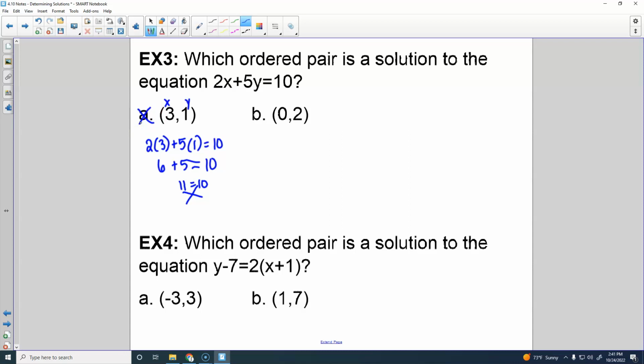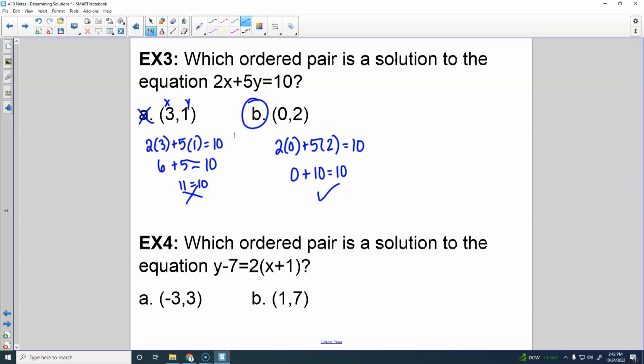Hopefully B is my answer, or I've messed up this problem, right? So if I check for B, 2 times 0 plus 5 times 2 equals 10. So that'd be 0 plus 10 equals 10. Is that true? Yes. So B is my answer. Let's talk about what we've got to do if we want to do this one with the graph.